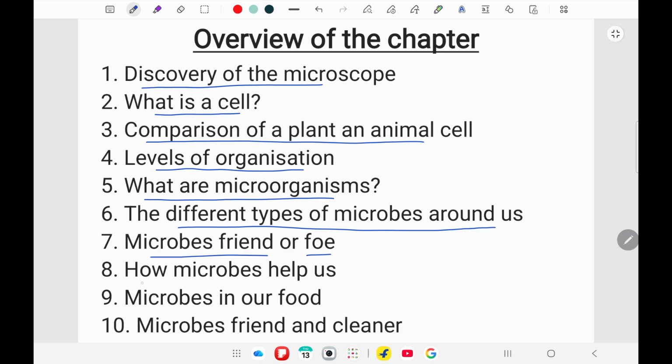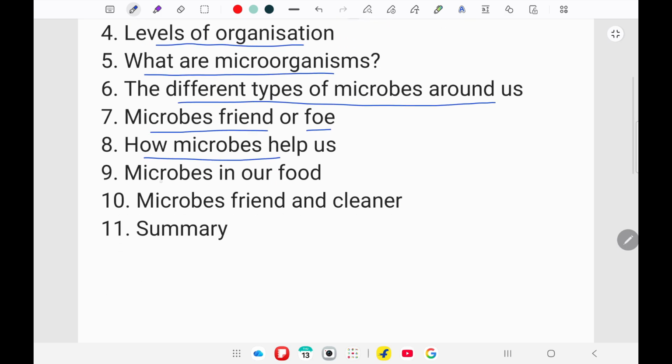We also discussed about the microbes that helps us. We discussed about the microbes that are helpful for making of food. We discussed about microbes that are friend and they help to clean the environment. And finally, summary of the chapter.